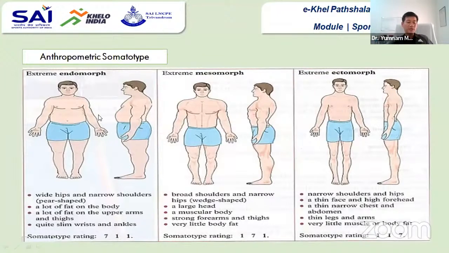So endomorphy means the one in which the amount of fat is high. Mesomorph means the one with musculature in the body. Ectomorphy means the one with more leanness and thinness. So every person has these three components. The important thing is which is dominant. Is fat dominant in you? Is muscle dominant in you? Or is ectomorphy, lean or thin, dominant in your body? So these are the things.